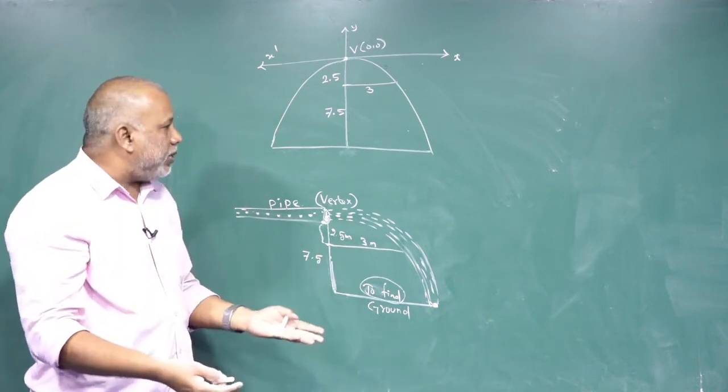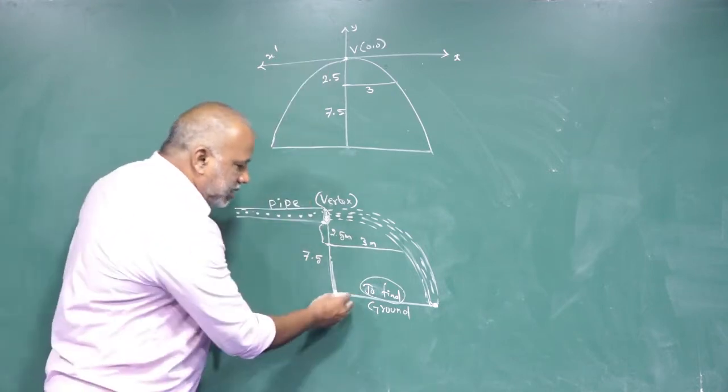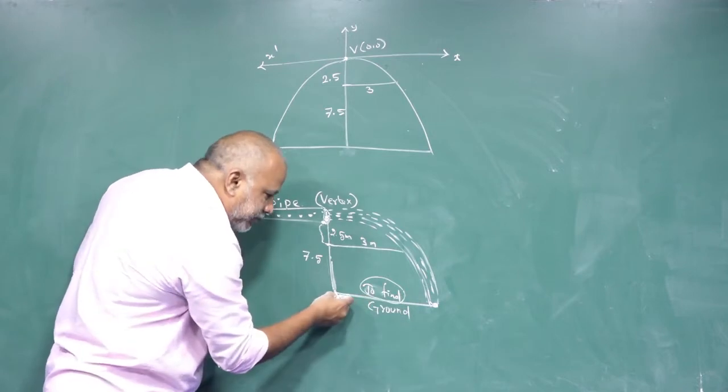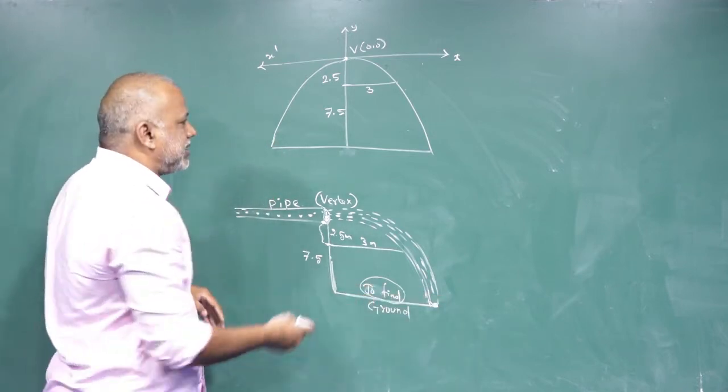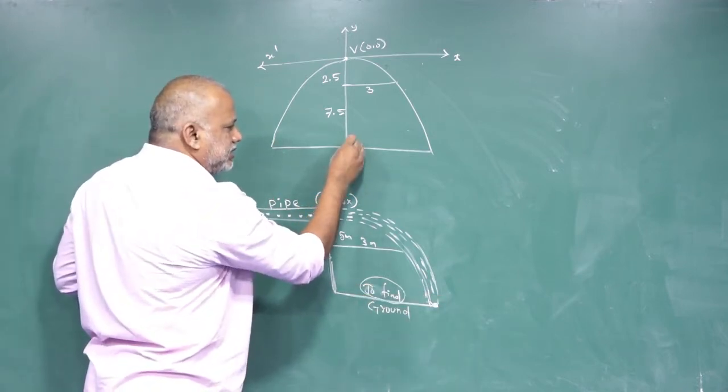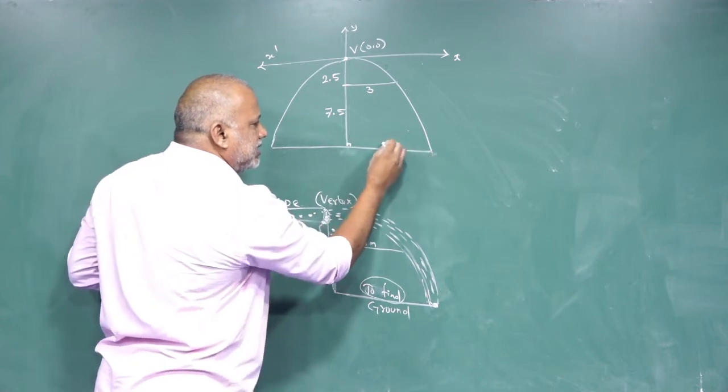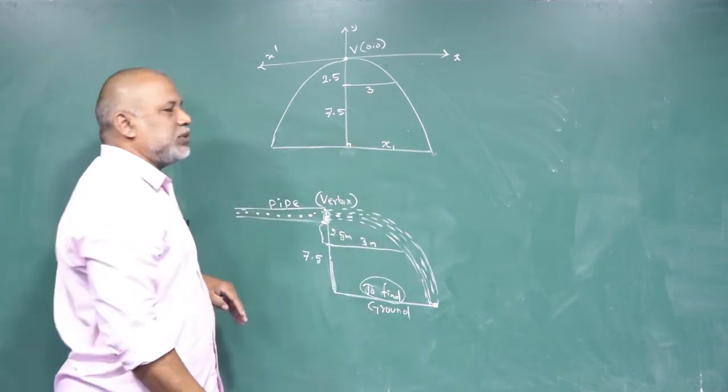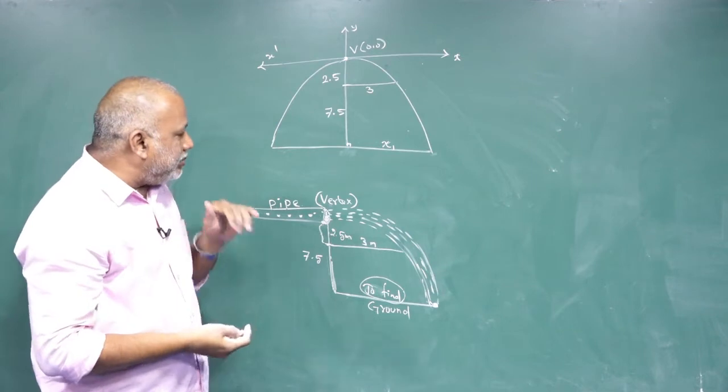Now we have to find what? From this, the water strikes the ground from how far? How far means the distance from this vertical line. See, this is the unknown quantity, say x1. So see the diagram carefully.